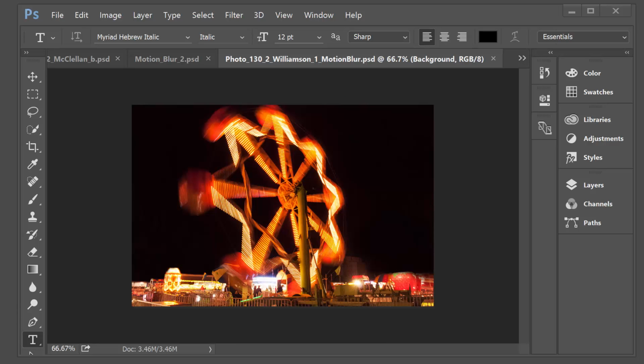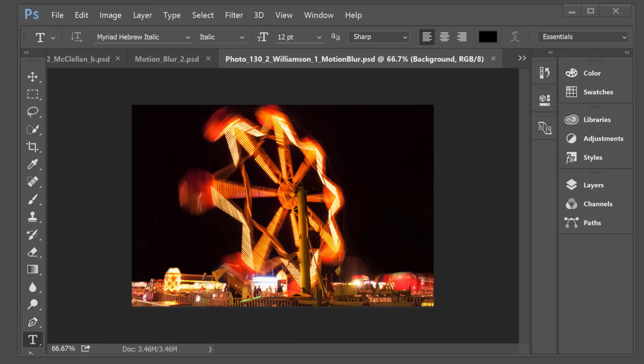We're looking at motion blur pictures right now. We're going to show you some samples. Right now, we're recording the Photoshop screen on a PC. So if you don't have a PC, it might look a little different than this, but it's basically the same.